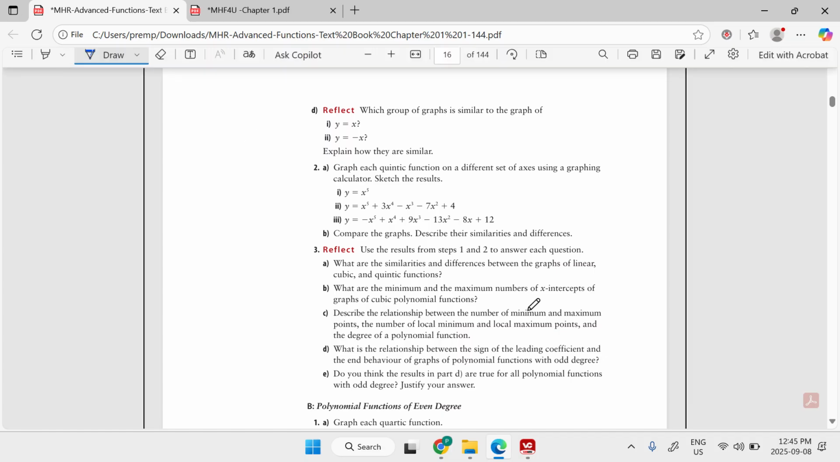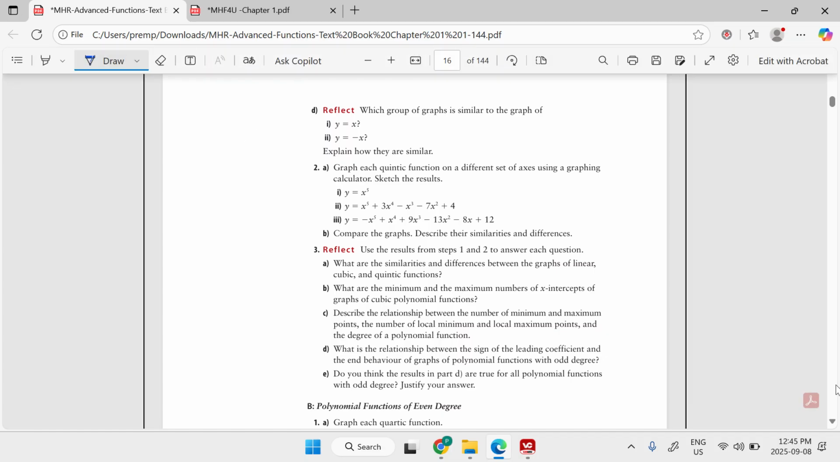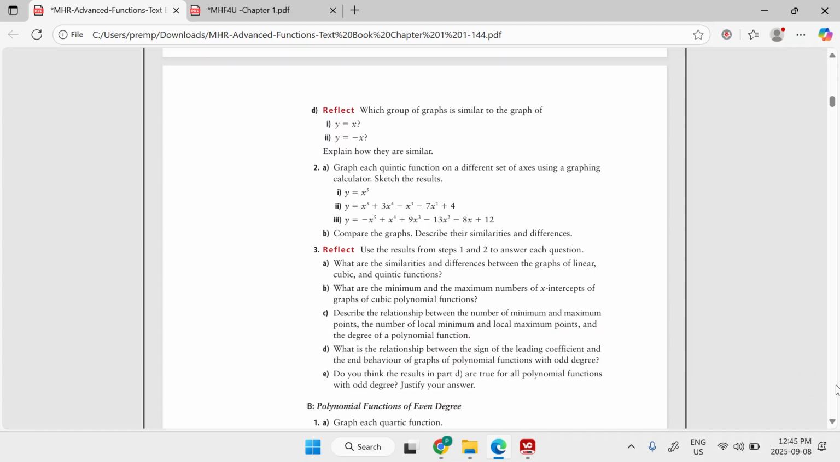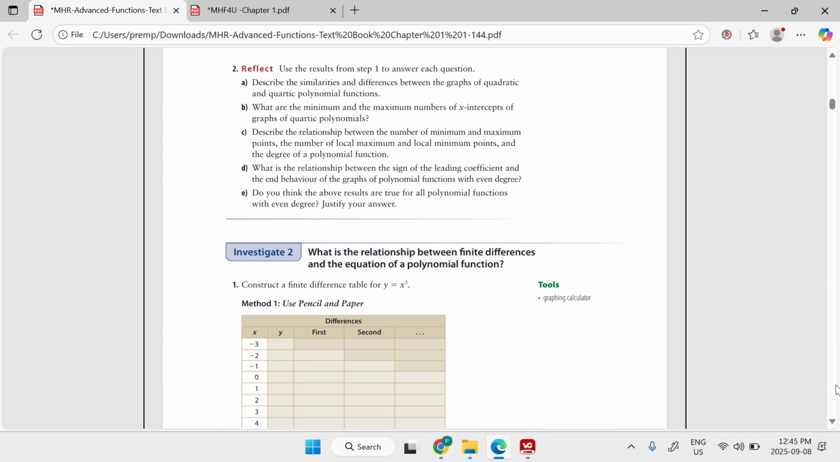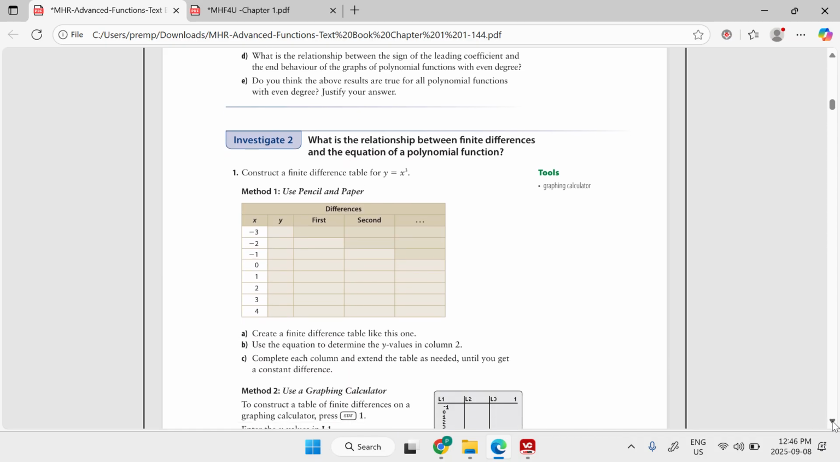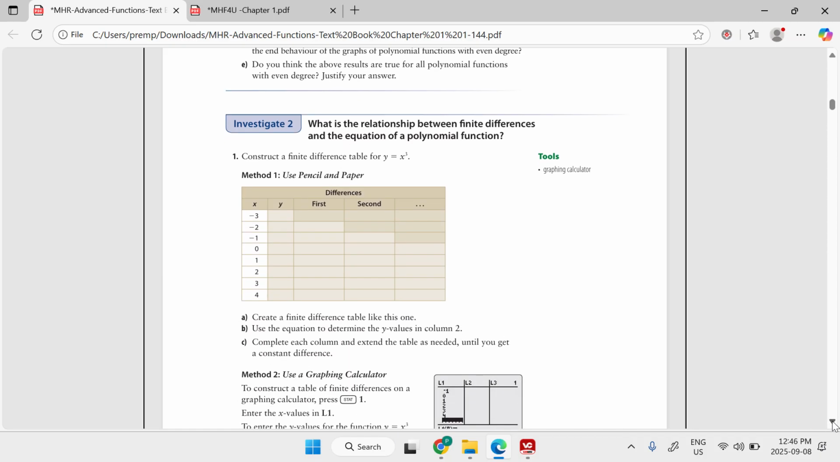So depending upon the interval, we can figure out the absolute minimum and absolute maximum values, and then we should know the type of function we are dealing with. Okay, so we'll try those questions. And then we have another thing. What is the relationship between the finite difference and the equation of a polynomial function?